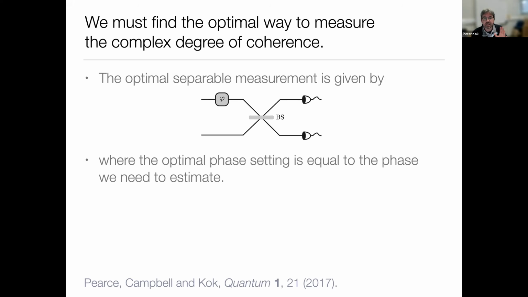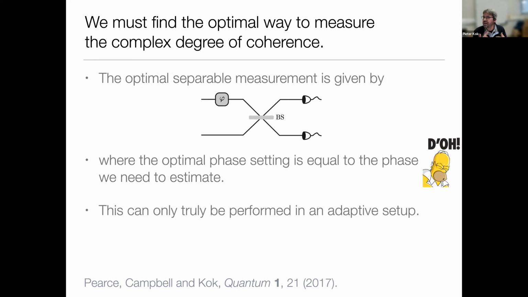And so now, what should we choose for this phase setting? It turns out it's actually equal to the phase that we want to estimate, right? Because we're doing phase measurements, and so now we're right back to where we started. So that doesn't work. So we need some kind of adaptive setup where we pick something, see how it looks, and then increase the precision by slowly tuning phi to the right value.